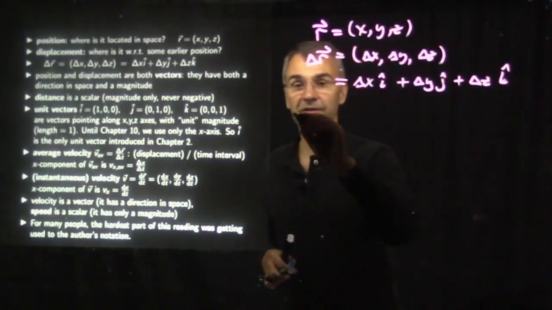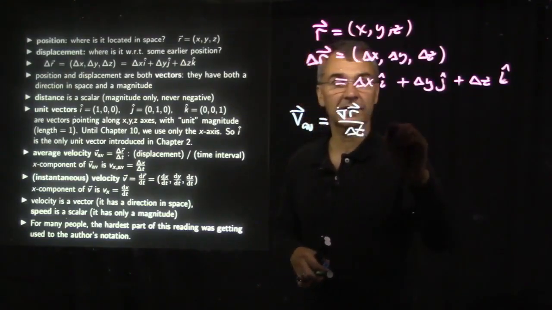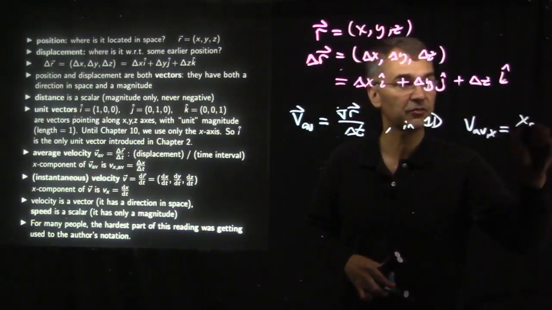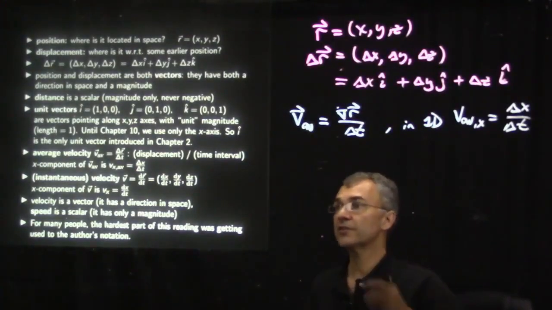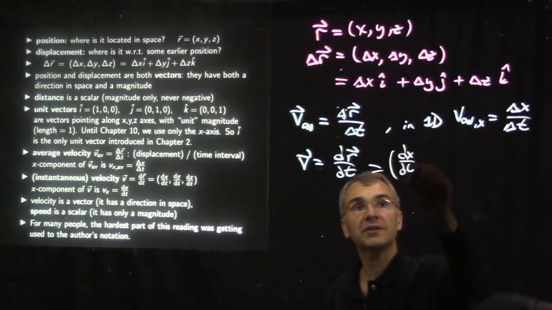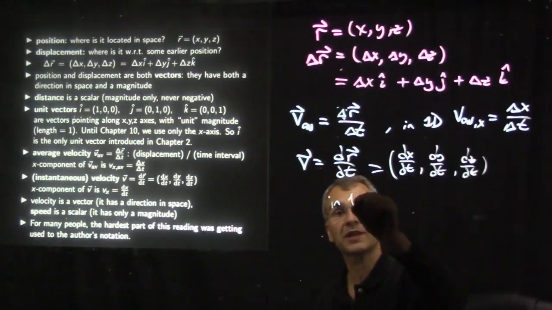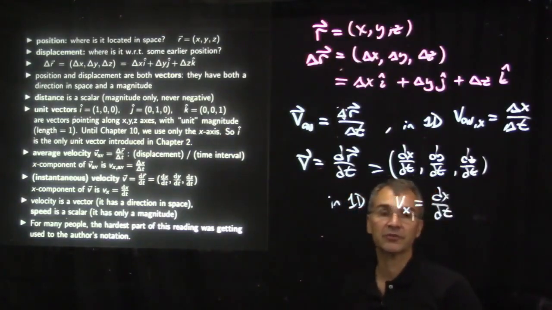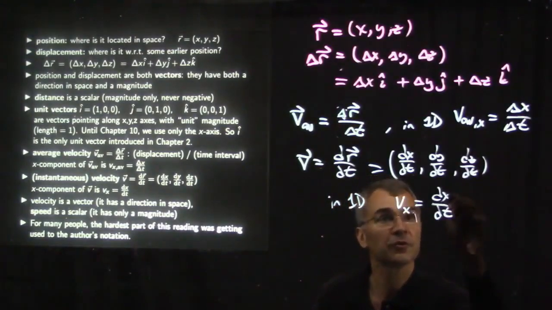So average velocity is just the displacement divided by the time interval. And in one dimension, the x component of the average is just x final minus x initial over t final minus t initial. Instantaneous velocity is dr dt. So that would have components dx by dt, dy by dt, and dz by dt. But again, we're only working in one dimension for now. So in one dimension, v sub x is just dx by dt. The x component of velocity is the slope of the x versus t curve. It's just the rate of change of x with respect to time.